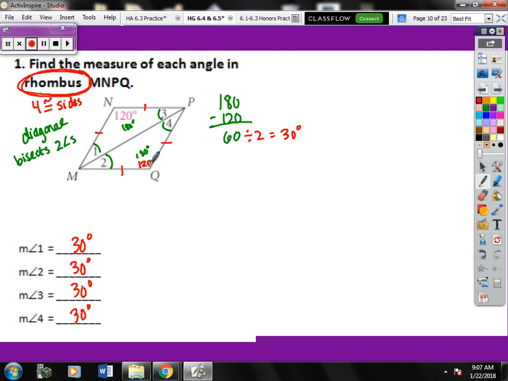Does it say Y on your paper next to the numbers or no? Okay.